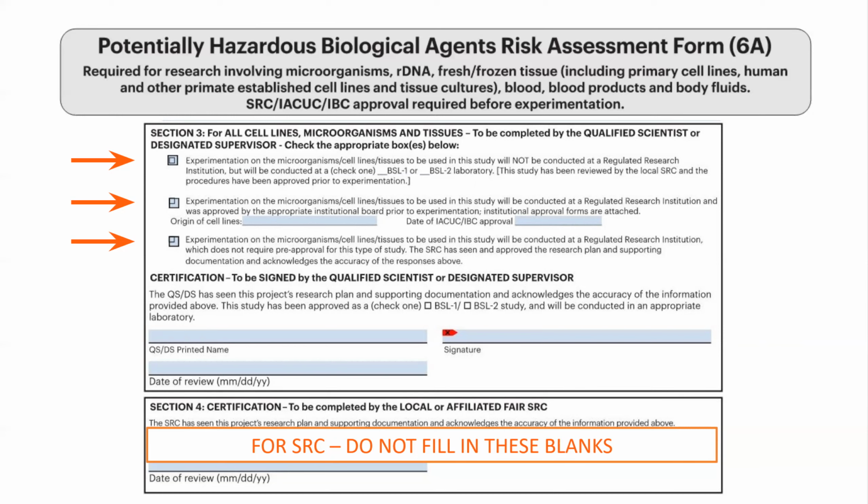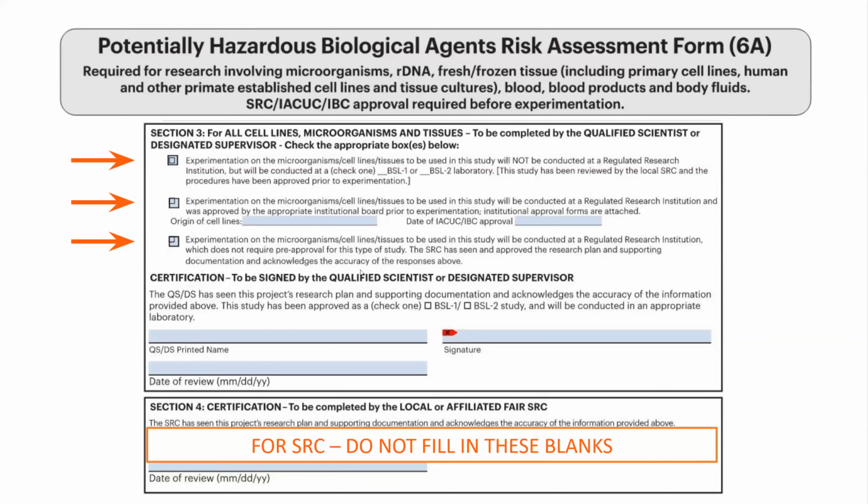Per the second box, if the research is at a regulated research institution that requires pre-approval, you must include the institutional approval forms. Per the third box, if the experiment is conducted at a regulated research institution but does not require pre-approval for the type of study, check here. Sign and date this portion of the form.